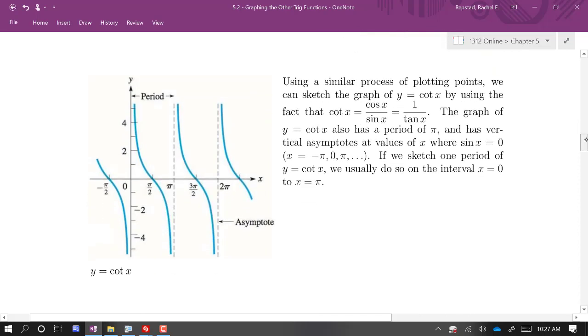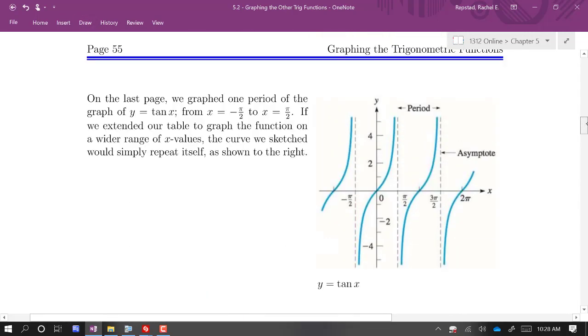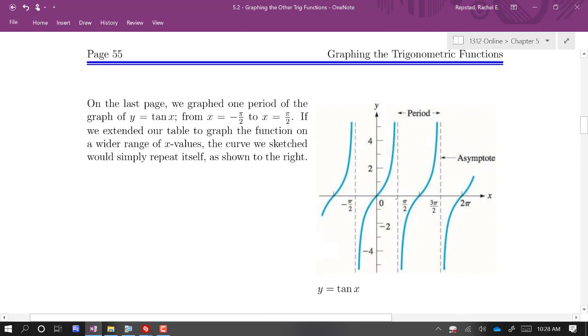Now cotangent, we're not going to fill out a table for cotan, but the process is the same. You could fill out a table for cotangent, just like we did with tangent. Cotangent is the reciprocal of tangent, so it's cosine over sine. And tangent had a vertical asymptote whenever cosine was equal to 0, because that's what we were dividing by. So that's why we had a vertical asymptote at pi over 2 and 3 pi over 2 and negative pi over 2.